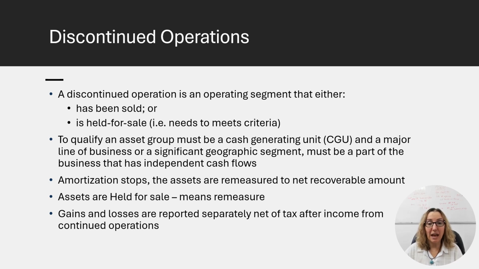So how much are you going to get when you sell it, basically? And then the assets that are held for sale means you have to keep remeasuring them every period until you sell them. And gains and losses on discontinued operations are reported separately, net of tax, after income from continuing operations.